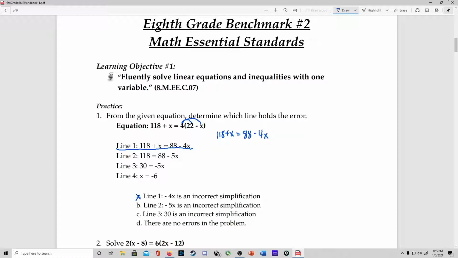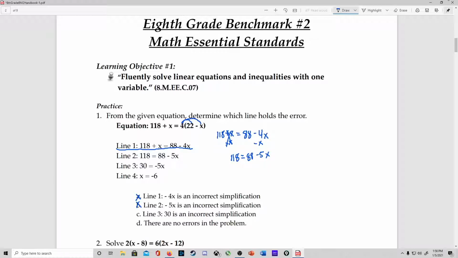It's not incorrect. The next thing we would do if we were looking at this is we would try to move this x over so we could have x's on one side. So if it's plus x, inverse operation tells us to subtract x. So that makes 0. We get 118 equals 88 minus 5x. Now again, we look. 118 equals 88 minus 5x. So line 2 is correct. It's not incorrect. Okay, because again, we're confident in our work.